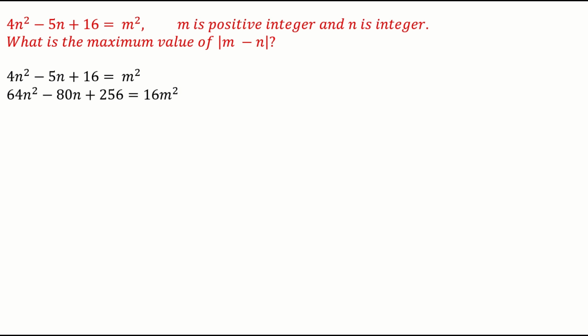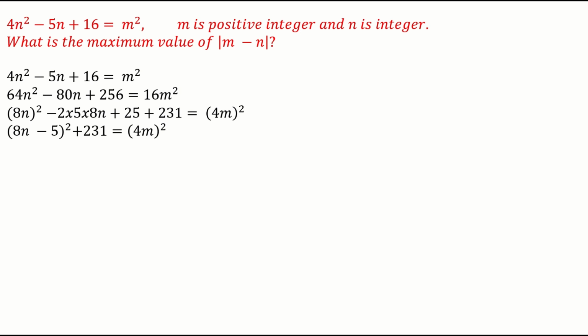So 64n square minus 80n plus 256 equal to 16m square. I can rewrite this as 8n whole square minus 2 into 8n into 5. That means I should get a 5 square, that is 25, plus 25 plus 231 equal to 4m whole square. Now I can write this as 8n minus 5 whole square plus 231 equal to 4m whole square. Taking 8n minus 5 whole square to the other side, it becomes 4m square minus 8n minus 5 whole square equal to 231.